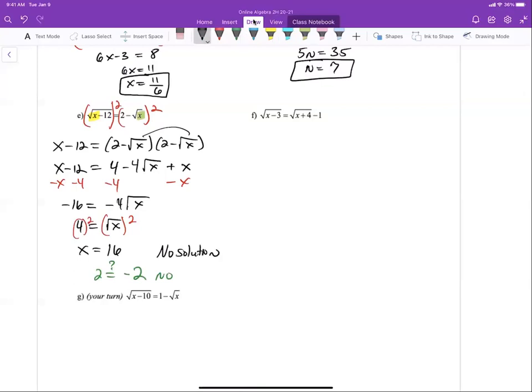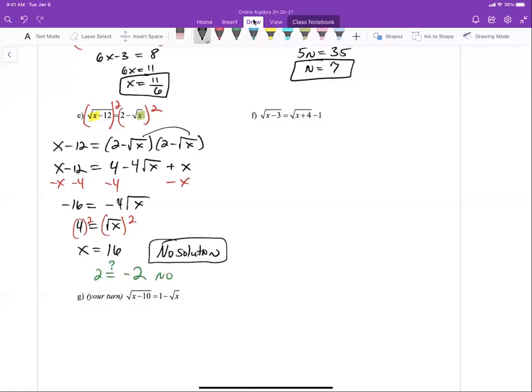So where did this come from? If I were to have squared both of these, we could see that 2 squared is 4 and negative 2 squared is also 4. So this is an extra solution that was a result of the fact that we had a squared equation that was intermediate to the solution. So there is no solution to this problem for E. That is the correct way to state your answer.